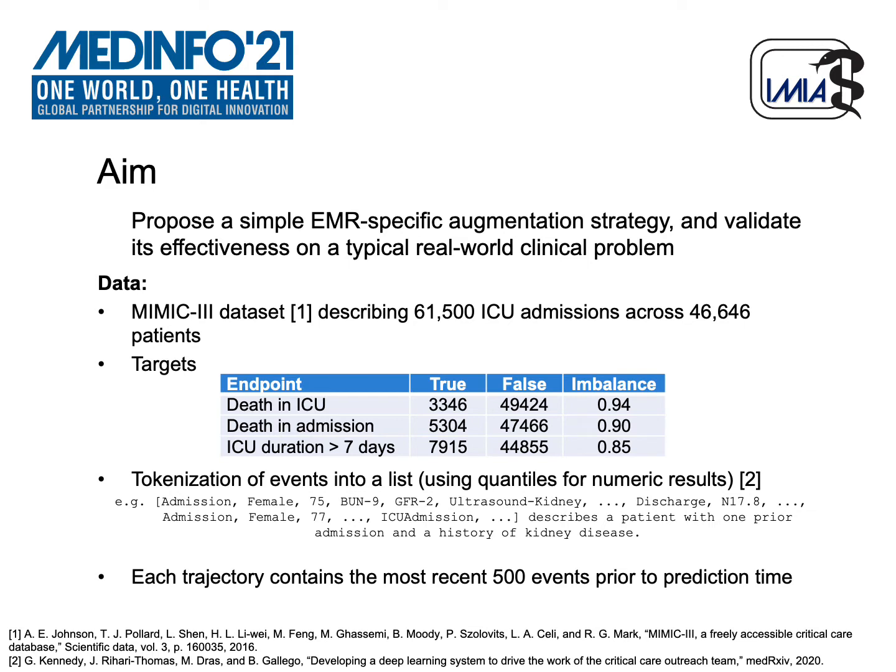In order to demonstrate this strategy and understand the effects that it had on model results, we applied it to the MIMIC dataset of ICU admissions for predicting 3 important endpoints, each of which had a different level of imbalance, with the target class varying between 5 and 15% of the overall population.